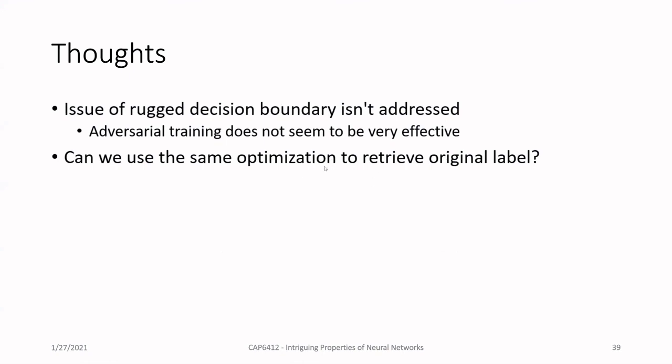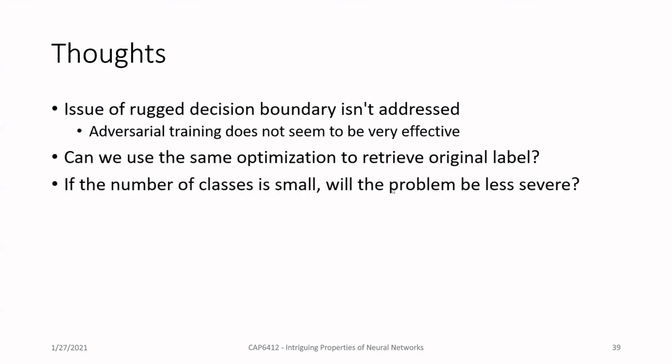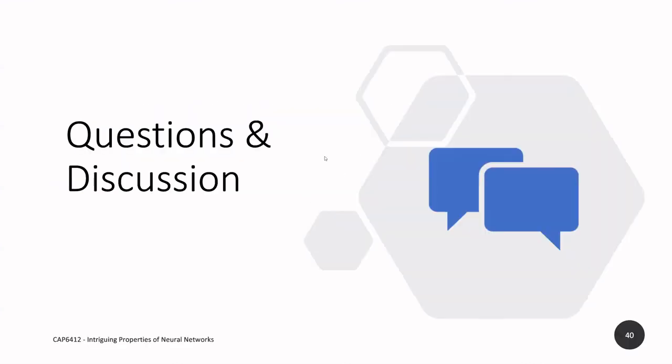Can we use the same optimization to retrieve the original label? So right now we have added some perturbation, we have changed the label. Can we again add some more perturbation in some negative way and then try to retrieve the original label back using the same optimization method? Then the other one was, if the number of classes is small, will the problem be less severe? This is also one thought. And then, I feel this paper is really thought-provoking, and it's a really good paper. And then we're open for questions and discussions.